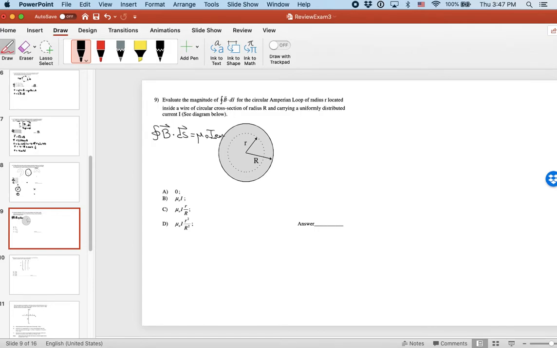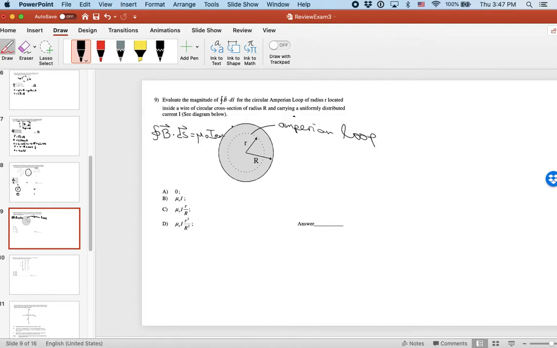And so the key to understanding this is knowing that this is my Amperian loop, right? So this is my Amperian loop. And so what I want is the I enclosed, which is what's enclosed by the Amperian loop. And so I do know that this is the cross section. So like this is a thick wire coming in and out of the page, right?